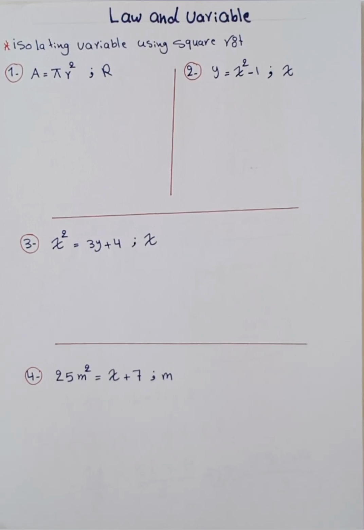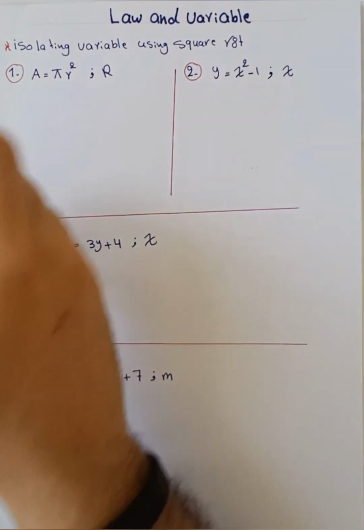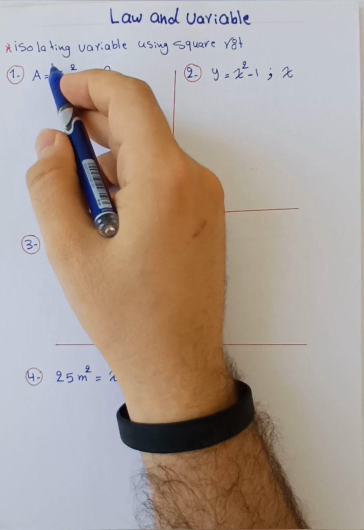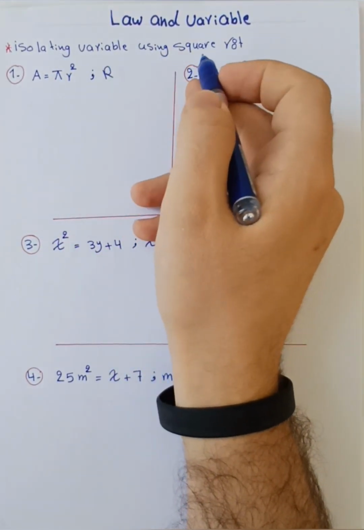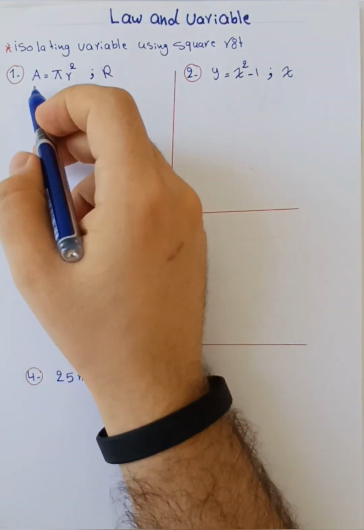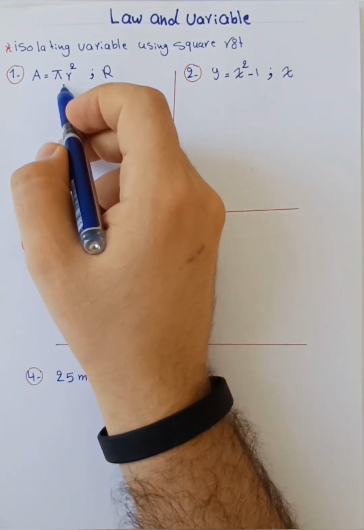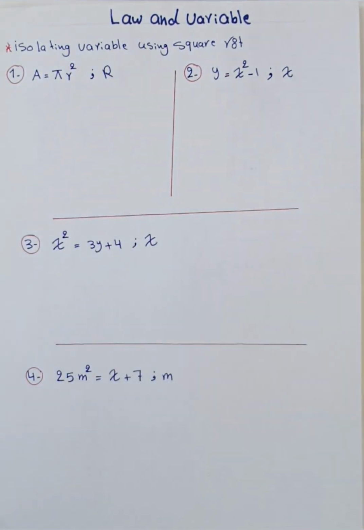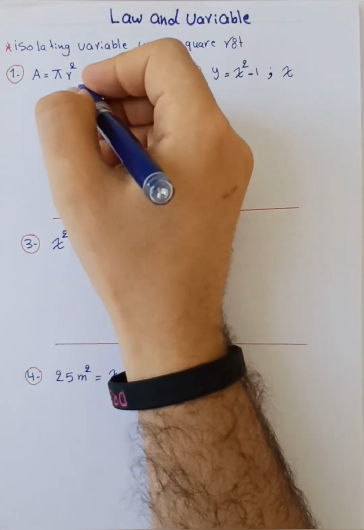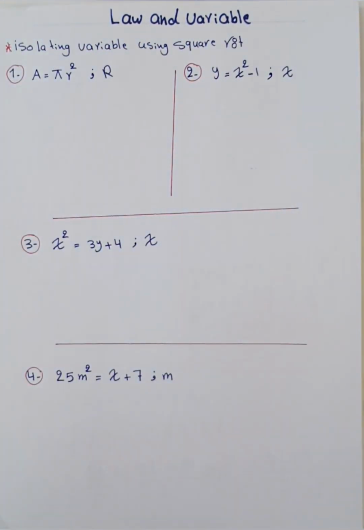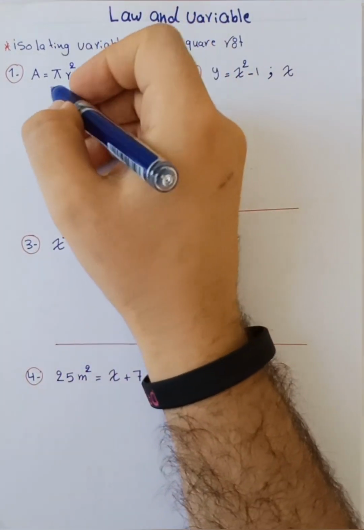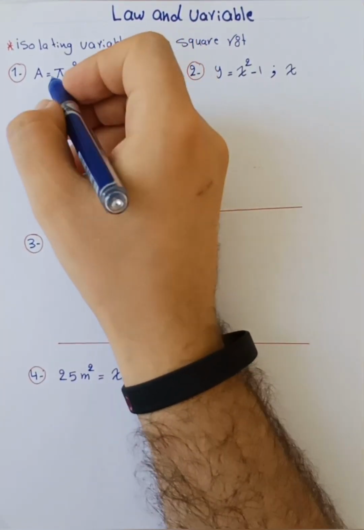In the third part of this lesson, how to isolate a variable using square root. Example number 1, we have a equal to pi r squared, the variable r. We have to make this equation, the variable r, stay alone. So first we have to divide both sides by pi.